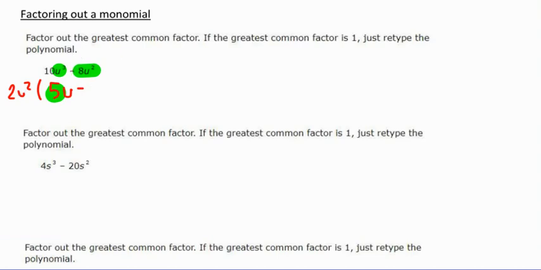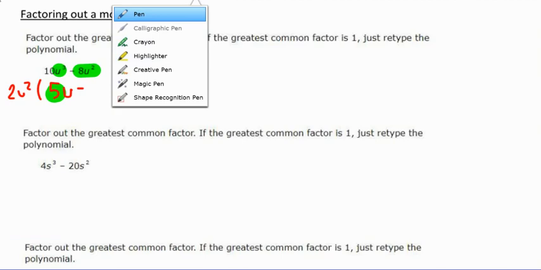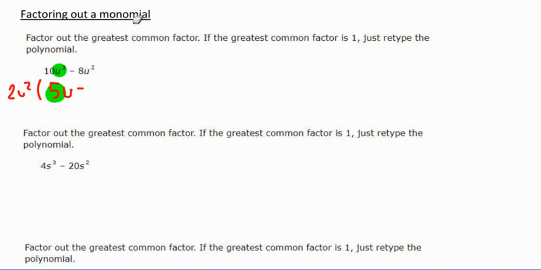Now we need to figure out how many 2's are in 8, so this matches the second term. 2u times what gives us 8u squared? 2 times 4 gives us 8, and u squared times 1, or nothing, gives us u squared. So this is our final answer: 2u squared times 5u minus 4.